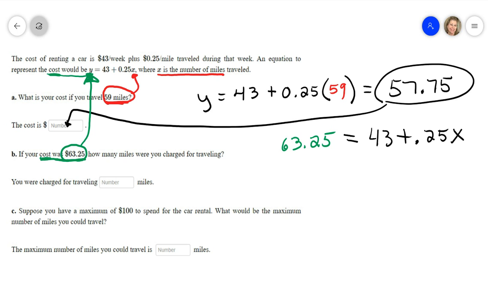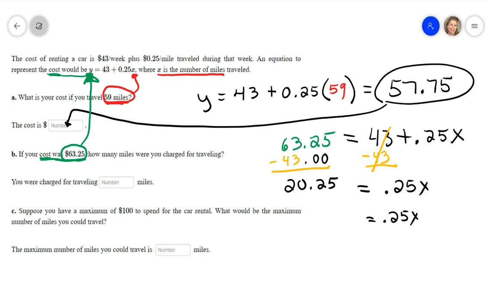Now I plugged in the number, but I have to actually solve the equation, get x by itself. So first thing I'm going to do is subtract the 43 from both sides. It'll cancel out on the right. So on the right side of the equal sign, you'll just be left with 0.25x. And then 63.25 minus 43, technically 0.00, would be $20.25. And now I'm going to take the 0.25x and divide by 0.25. But what you do to one side of an equation, you have to do to the other. So I'll have to divide the other side by 0.25.